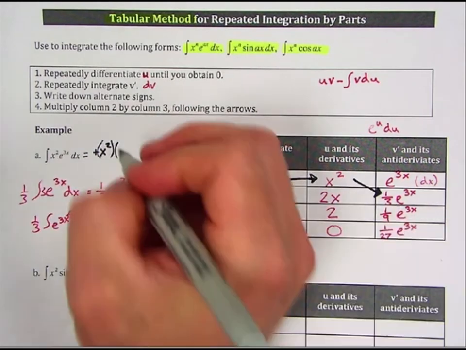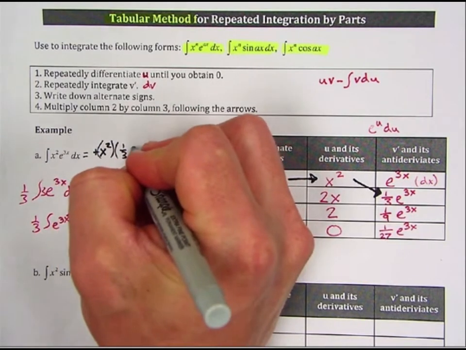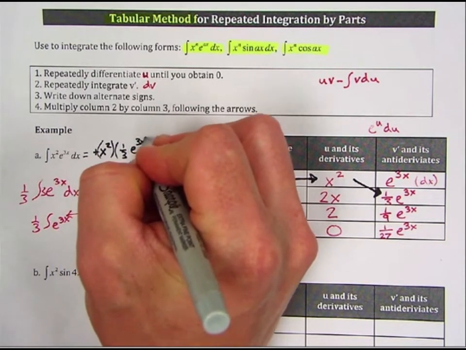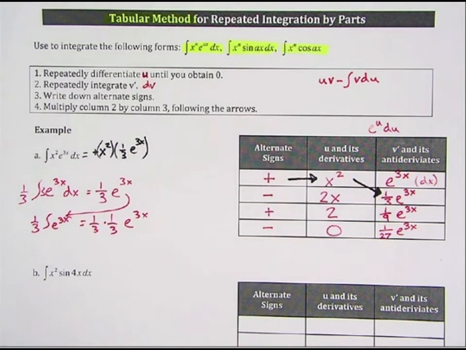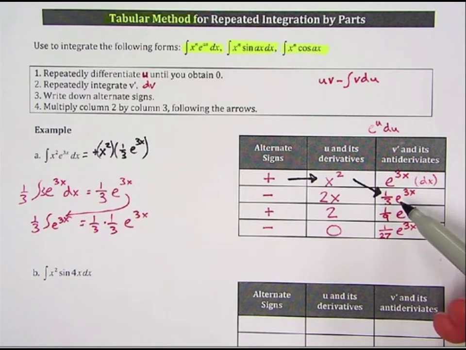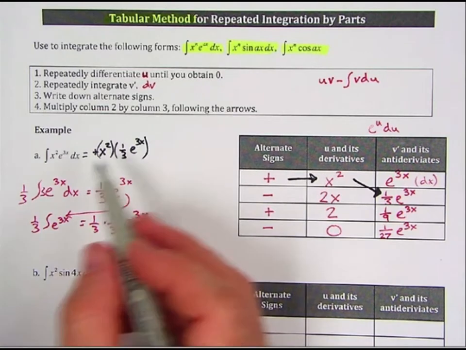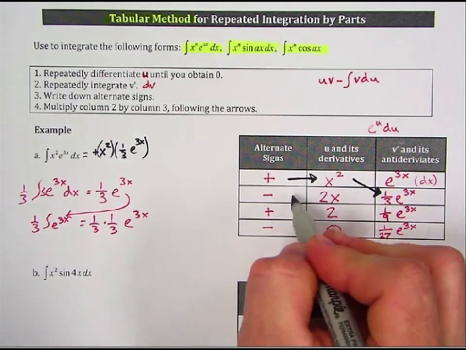times 1/3 e to the 3x. Wait, is that because that column is D? Yes, this was dv. That's originally dv and then it's capital V, so on and so forth. All right, so there's our first term. And you just keep going down in the same manner.